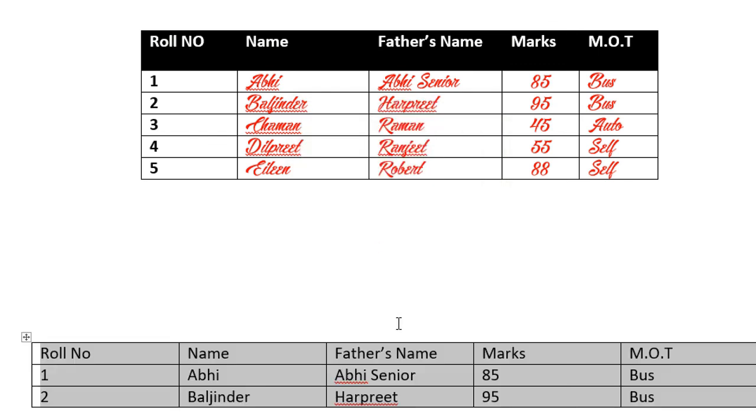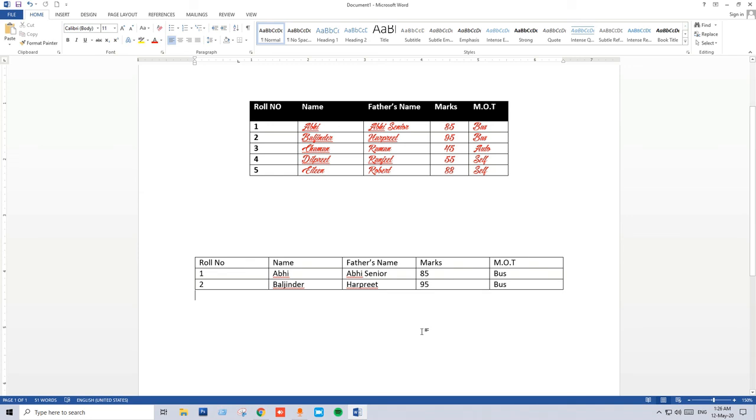I click OK, and let me zoom out to show you. And you can see my table has been created straight from the text. Simple as that. So this is it for today's lecture, and I hope you learned the topics of creating and formatting a table, and also how to convert simple text into a table.